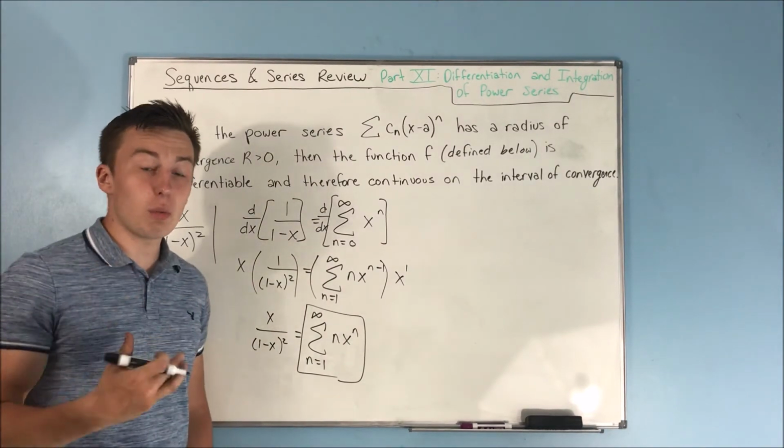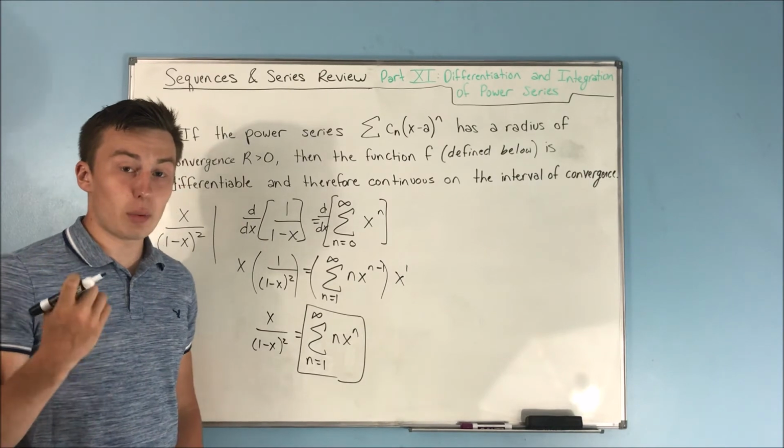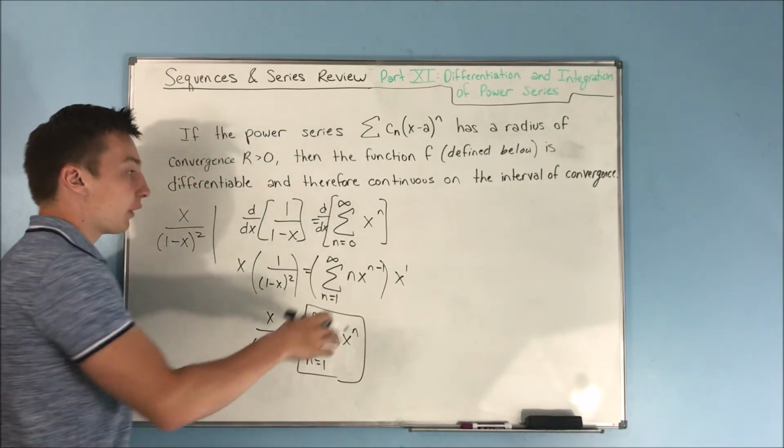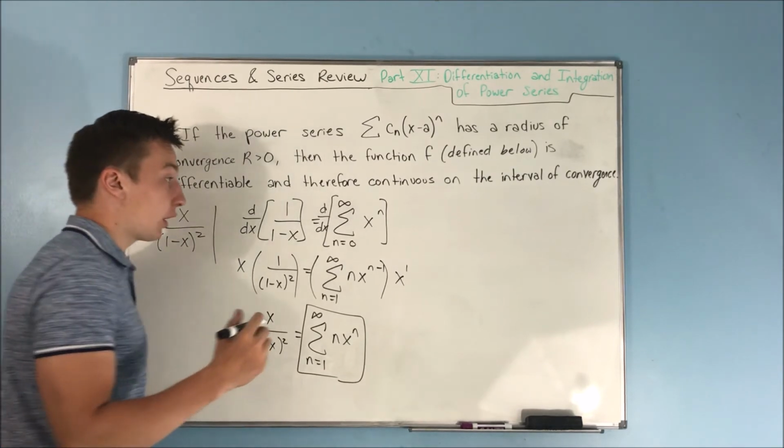Now, another thing to note: when you're taking derivatives and integrals, the radius of convergence is not going to change. We know that the radius of convergence for this geometric power series here is 1. It's just r equals 1.